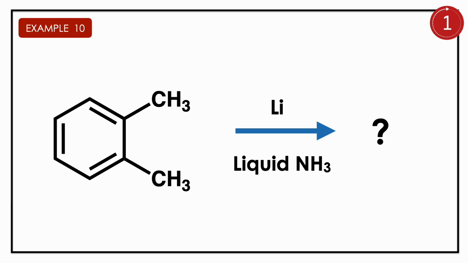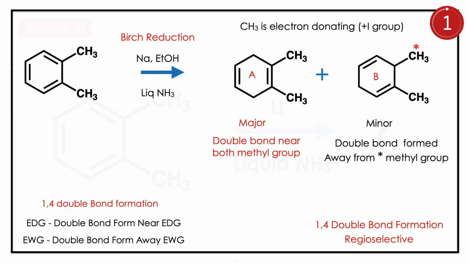Then the next example, you have benzene with two methyl groups. They are in the ortho relation. You are reacting with lithium and liquid ammonia. You should find what will be the final product. Here you have two methyl groups. Which group controls the final product matters here. Here the methyl group is electron donating in nature because of hyperconjugation. It can increase the electron density in benzene. Hence anion cannot form near to that.